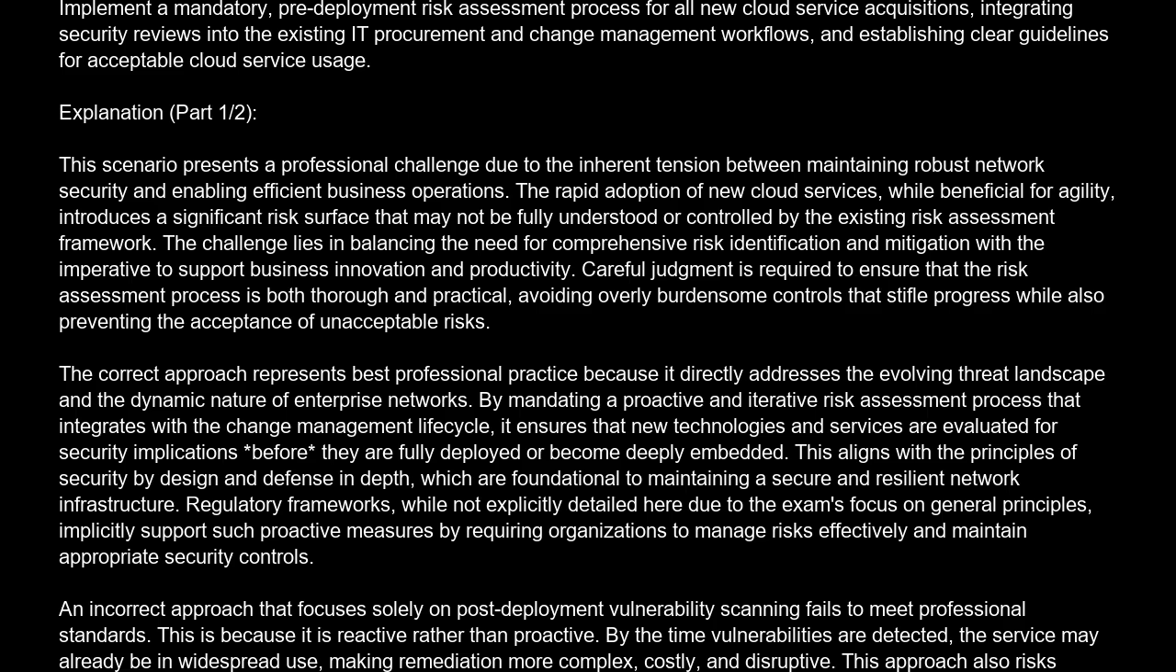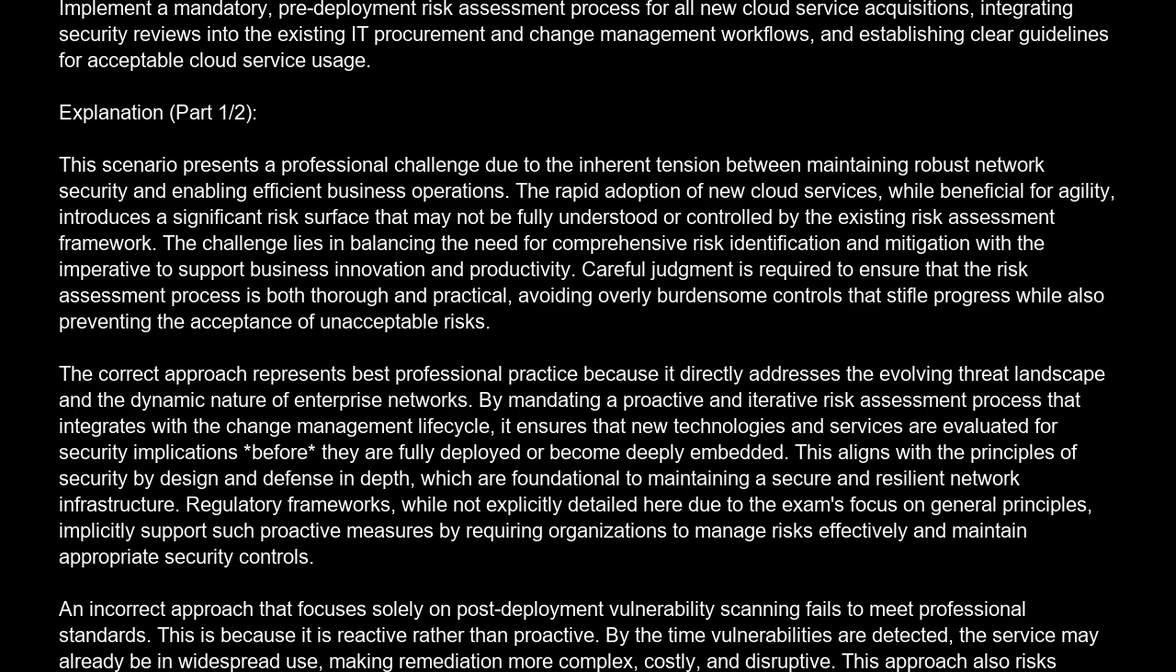The correct approach represents best professional practice because it directly addresses the evolving threat landscape and the dynamic nature of enterprise networks. By mandating a proactive and iterative risk assessment process that integrates with the change management lifecycle, it ensures that new technologies and services are evaluated for security implications before they are fully deployed or become deeply embedded.